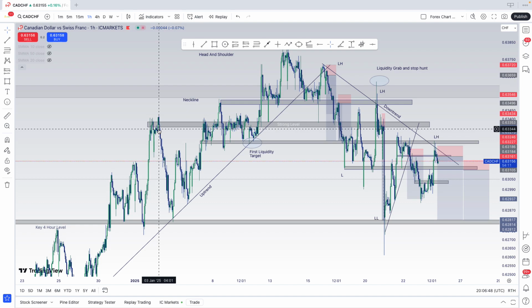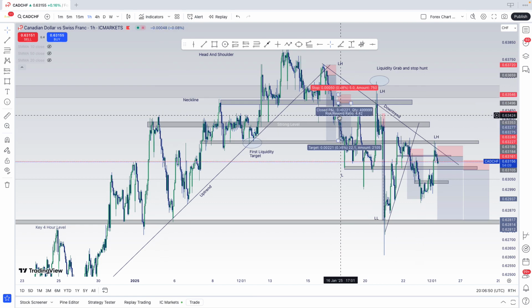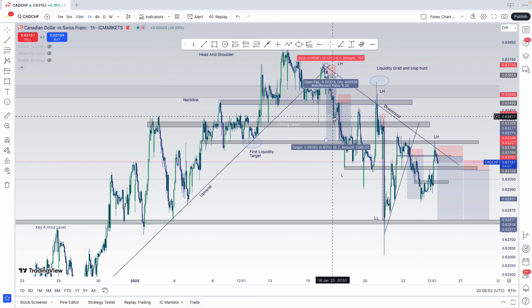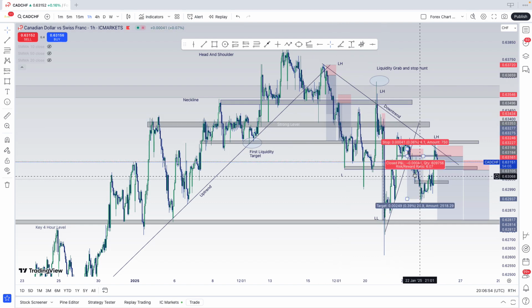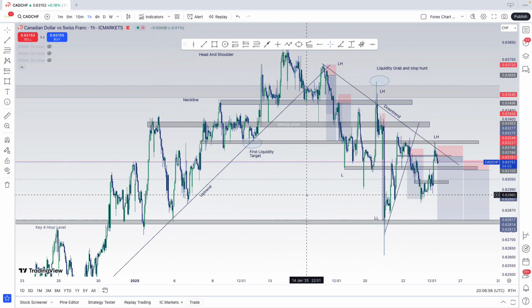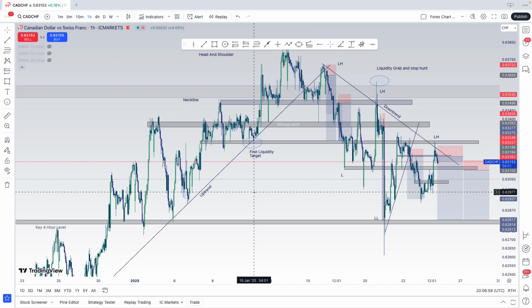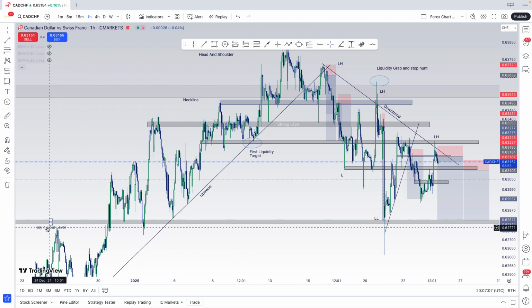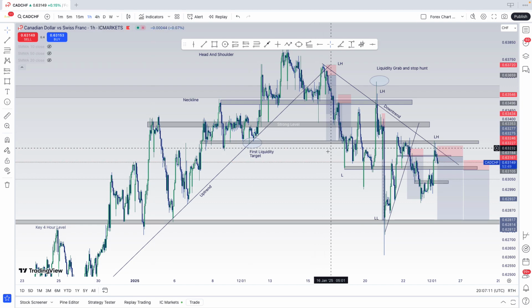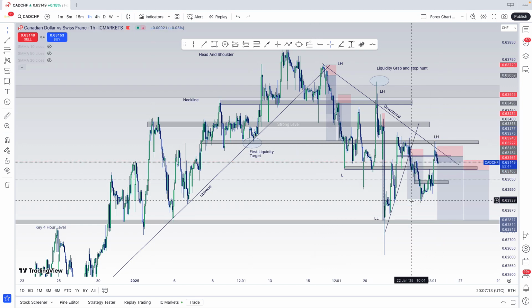I managed to get quite a lot off this pair, CADCHF, and I just really wanted to break down how I've been trading it and what exactly I've been looking at on this downtrend towards the 4 hour key level.